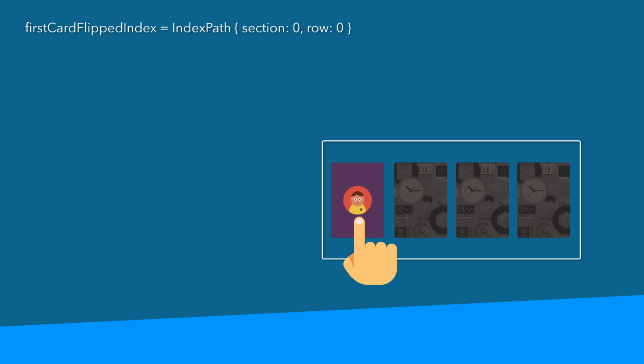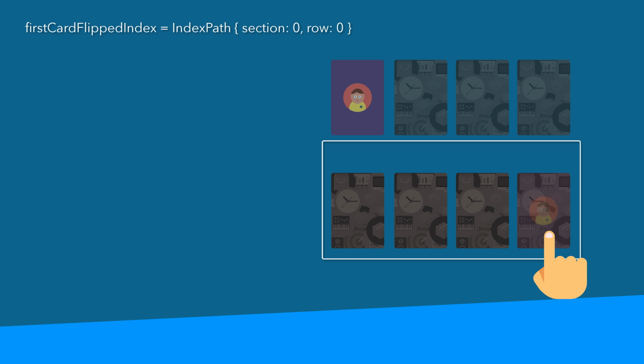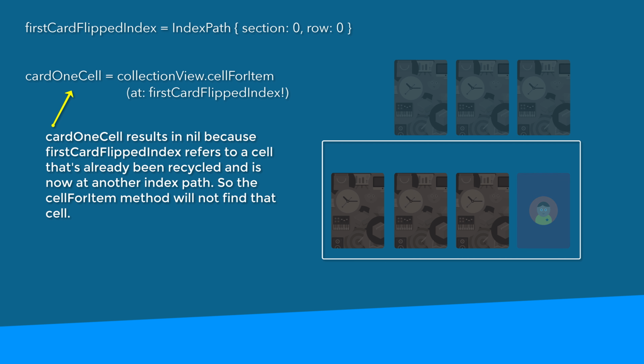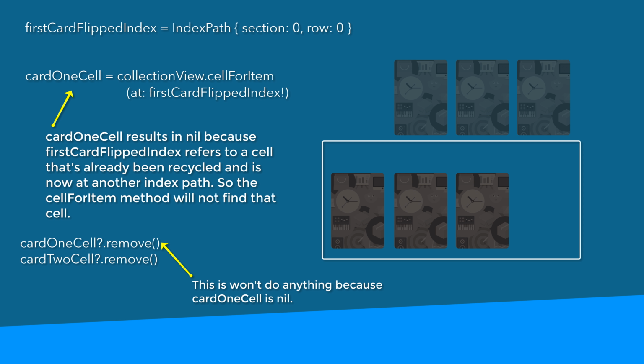Now, when the user scrolls all the way to the bottom of the collection view and they flip over the second card, there may be a possibility that the collection view recycled that cell of the first flipped over card, and used it for another cell that we are looking at now on the screen. So when the user flips over that second card and we determine that it's a match, we call the remove method on both of the flipped over cells, except the problem is the cell that represented that first card has been recycled and is no longer there.